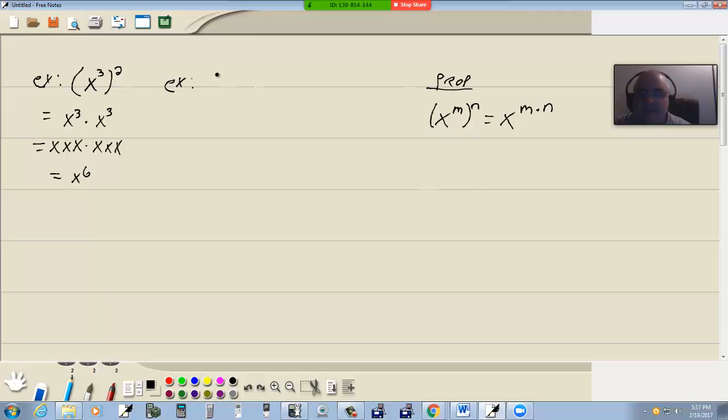So if I had x to the 7th raised to the 10th power, we're raising one exponent to another exponent, so we're going to multiply them together. So you've got x to the 7 times 10, or x to the 70th. And that would be your answer.